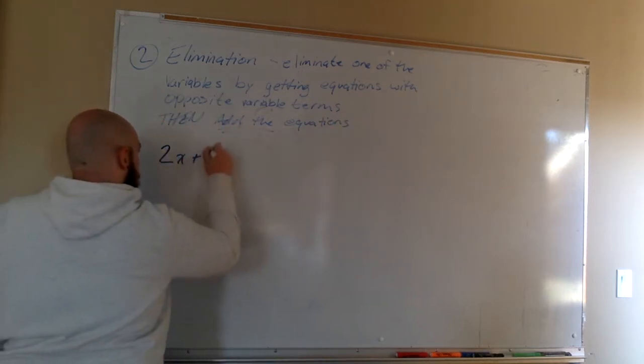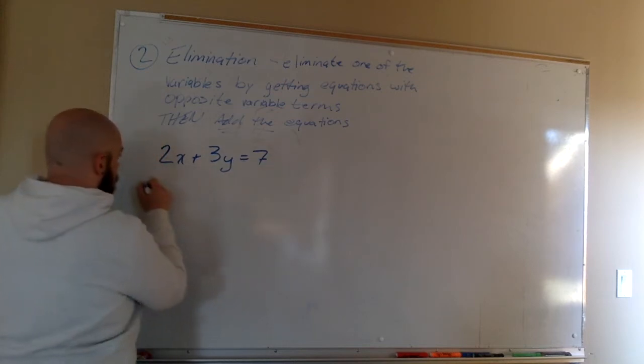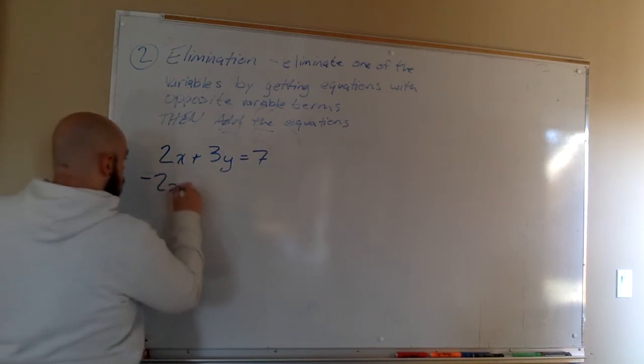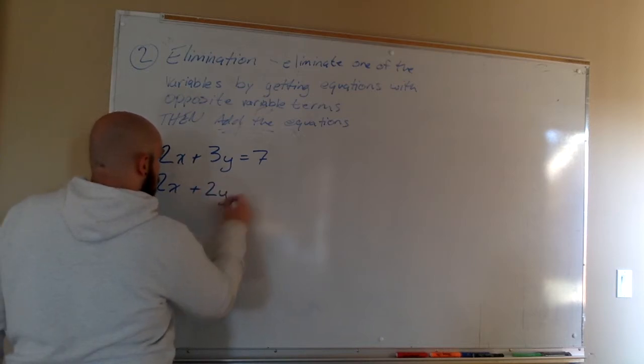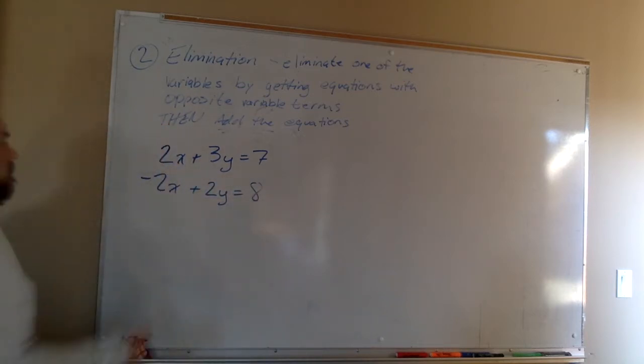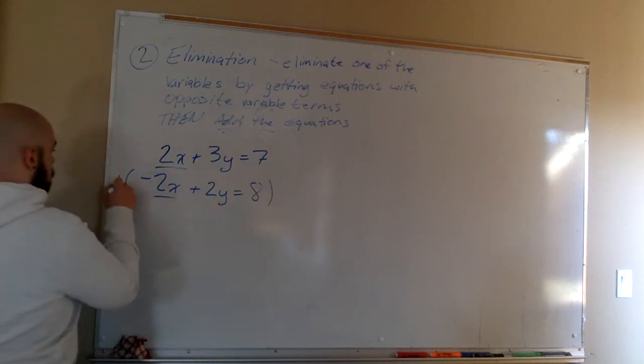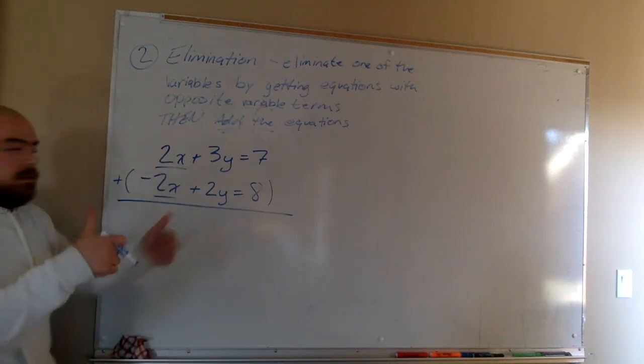Okay, so now let's take a look at our example. For this one, we have 2x plus 3y equals 7, and our second equation, negative 2x plus 2y equals 8. Now you can see here I have the 2x in the first equation, negative 2x in the second. When I add those together, I'm going to end up with 0, and that's exactly what we're looking for.